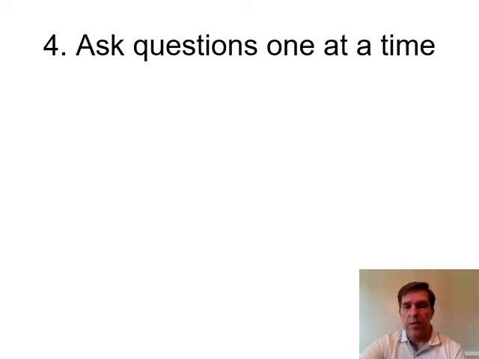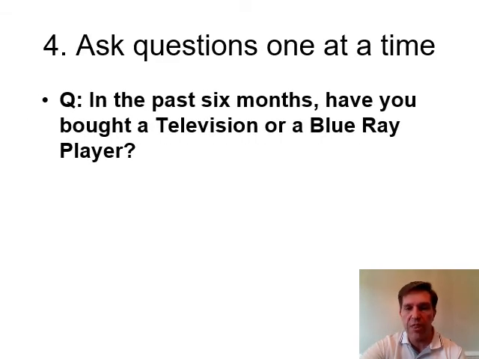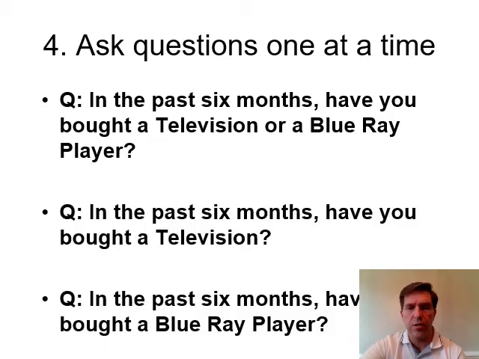This is very important, and it's a mistake I see quite a bit. Make sure that you do not have a double-barrel question. A double-barrel question is when you ask two things in one, and that's confusing, right? In the past 6 months, have you bought a television or a Blu-ray player? So if you buy one or the other or both, do you get the same answer? Yeah, you do, right? So it's really not a good question. You should ask it as two separate questions.